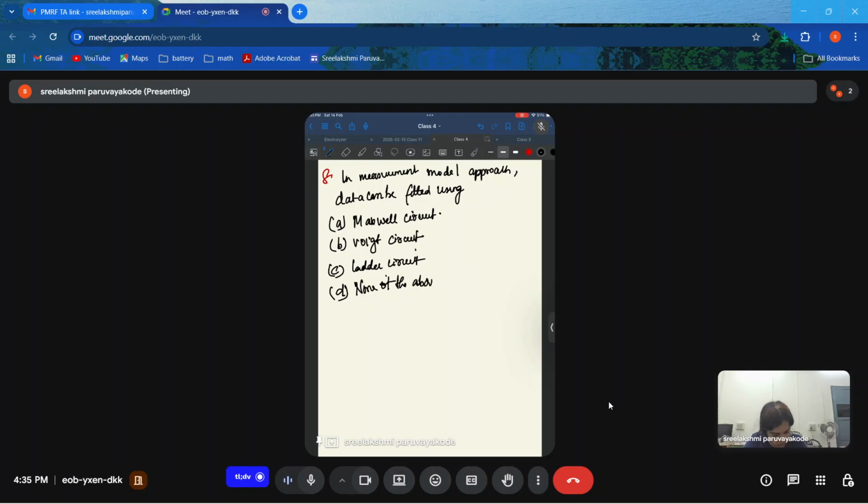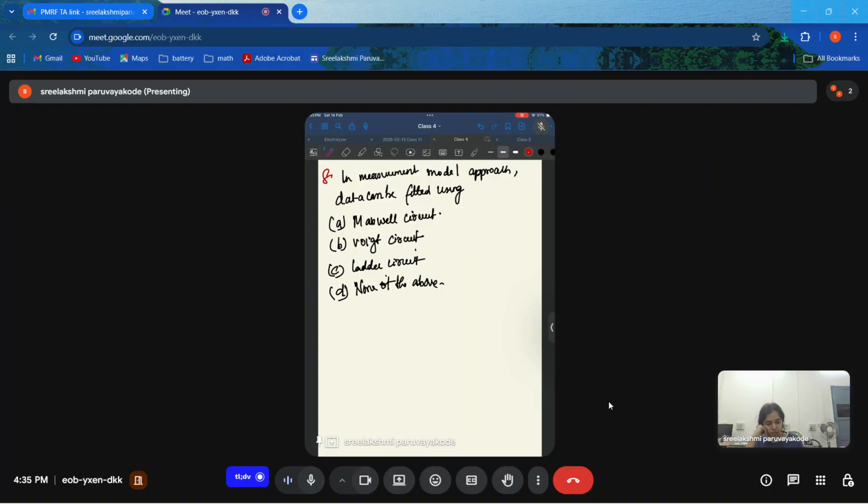So yeah, we already saw what the measurement model approach is. If you don't have data over the entire range of frequency, you can probably go for a measurement model approach, where you use passive elements like resistor, capacitor, or inductor in order to fit the data, right? Now, what are ladder and Maxwell? Because we just came onto this, we'll just see.